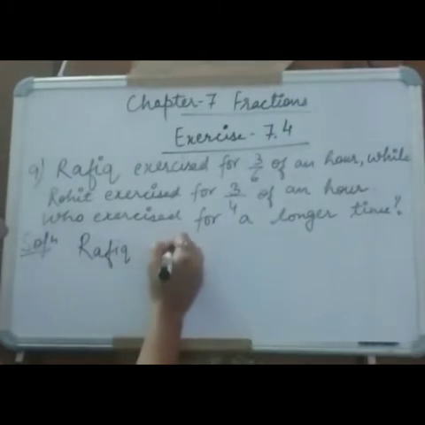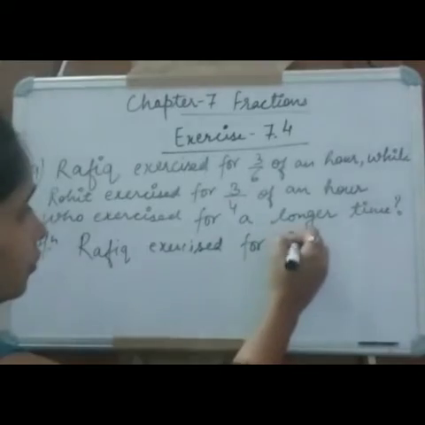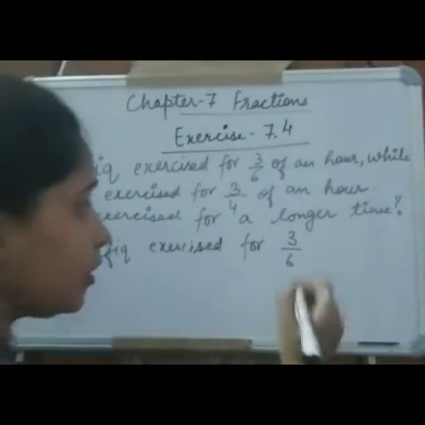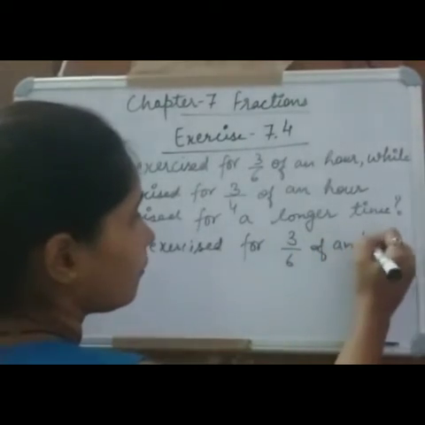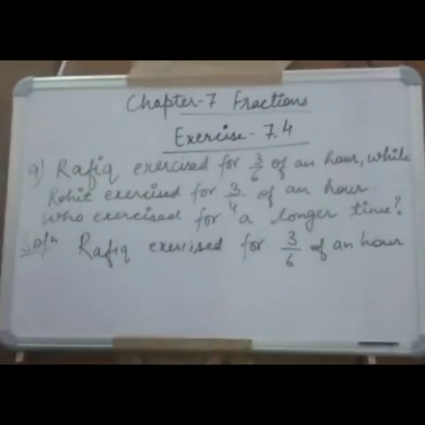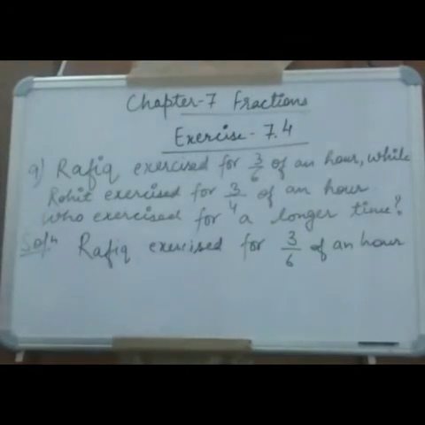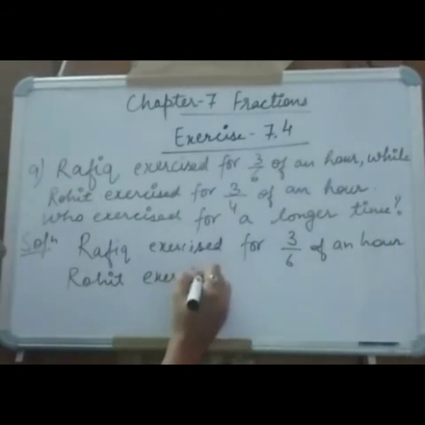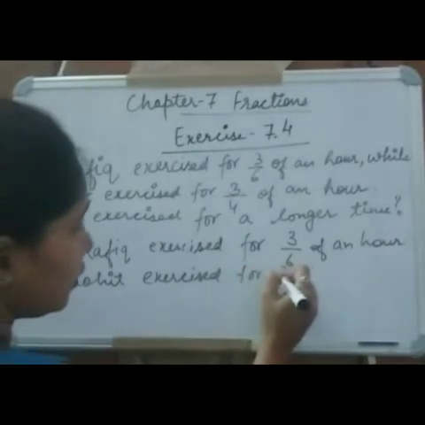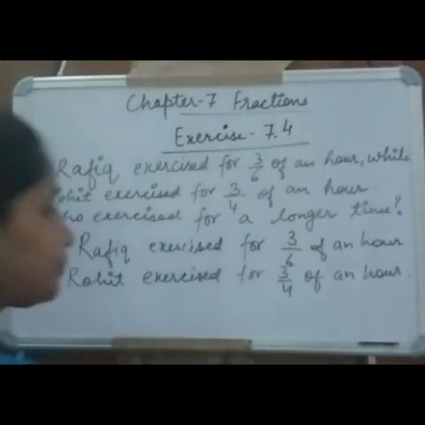See, Rafiq exercised for 3/6 of an hour, which means from 1 hour he exercised 3/6 of 1 hour. And the same thing we will write for Rohit also. Rohit exercised for 3/4 of an hour.